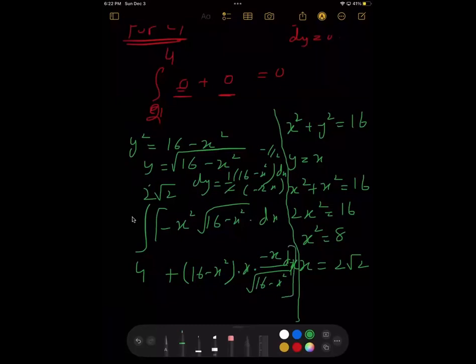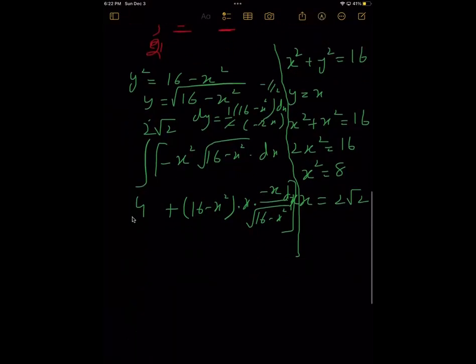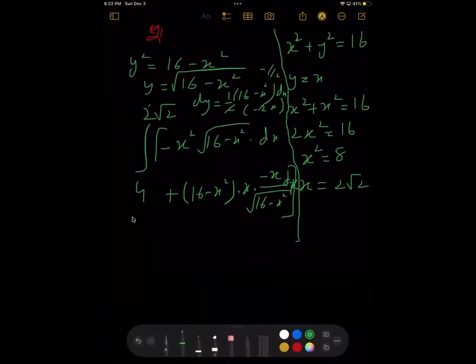Now we can solve it in x. Just do it the normal way. I think the normal way is fine. So by solving it, we get minus x square times the square root of 16 minus x square. This will also become the square root of 16 minus x square times minus x square. So we have 2 times the same term, so 2 under root 2 dx.